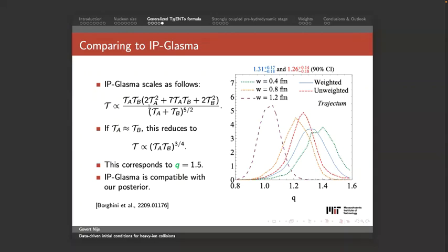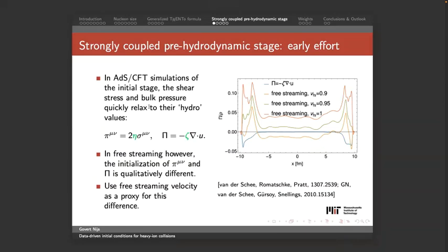So going to the last section, we also modified this in the pre-hydrodynamic stage. Previously this was done by free streaming, and I'll get to what that is in detail on the next slide. But first I'd like to give a sort of first attempt at this.